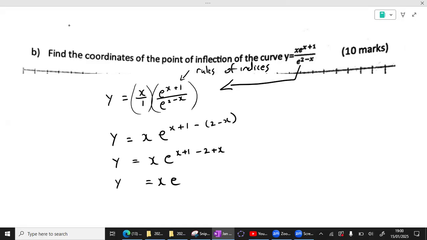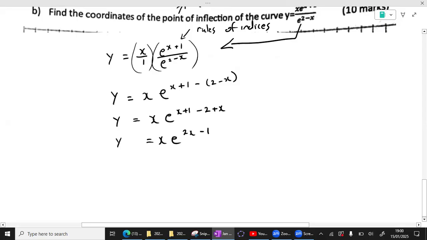And again, remember, I haven't differentiated. I'm just turning it into something a bit more doable. So I need to find a point of inflection. Now, point of inflection literally means I have to differentiate twice. So I'm going to begin with my first derivative, dy/dx.